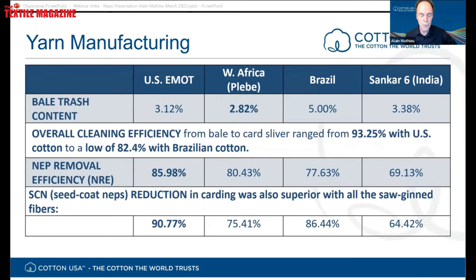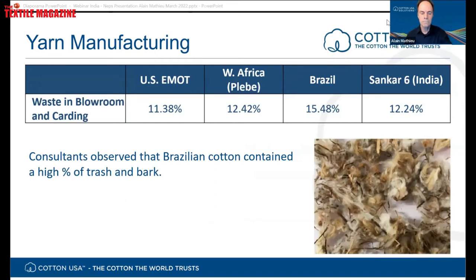This slide shows you the initial trash content of the individual cottons. The overall cleaning efficiency from bale to card sliver ranged from 93% with US cotton to a low 82% for Brazilian cotton. Similarly, the NEP removal efficiency was the highest with the US cotton. A lower trash content in US cotton translated naturally into lower waste removed in the blow room and carding. As mentioned before, the same settings were used in the blow room and carding. A special note from the consultants: they observed a high level of trash and bark in the Brazilian cotton.